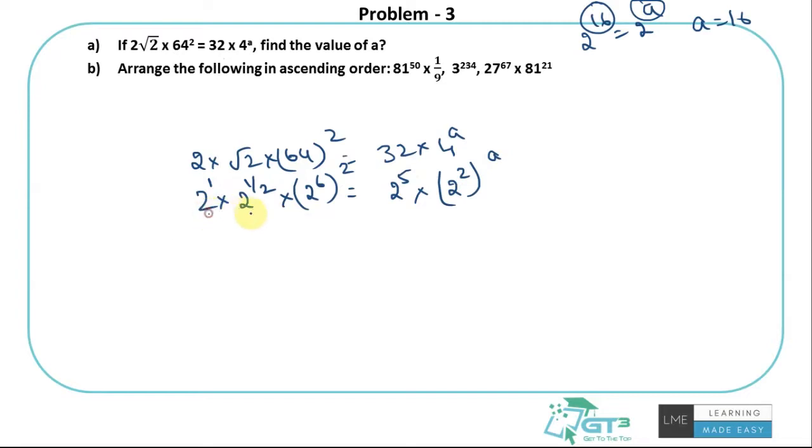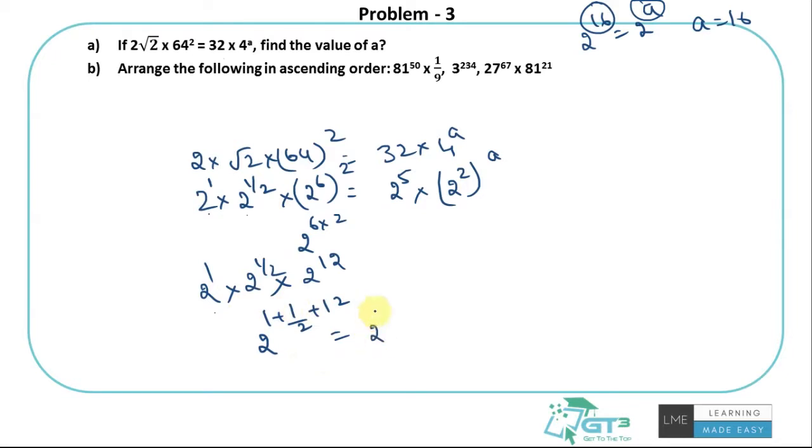2 power 6 the whole squared will be 2 power 6 into 2, that is 2 power 12, into 2 power 1 by 2 into 2 power 1. The base is the same, so it simply adds up: 12 plus 1 is 13, plus 1 by 2 is 27 by 2. And the right side will be 2 power 5 into 2 power 2a, that is 2 power 2a, 2 power 5.